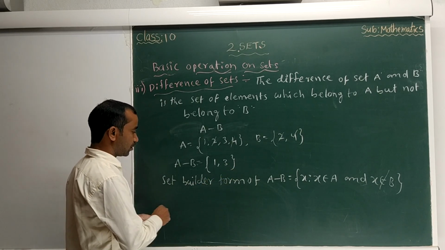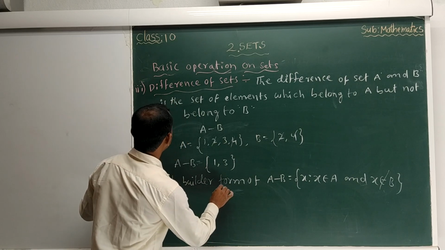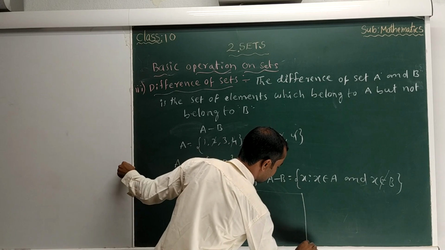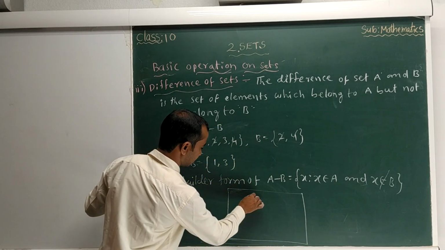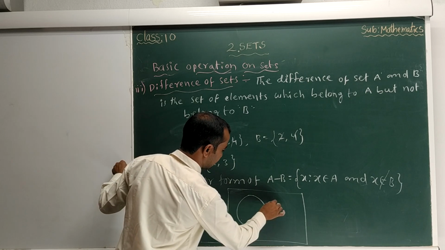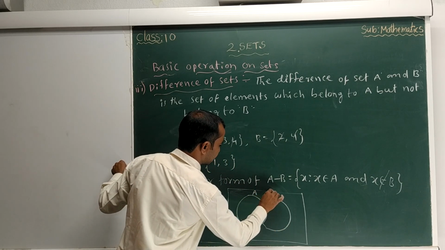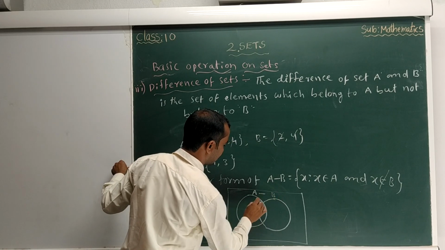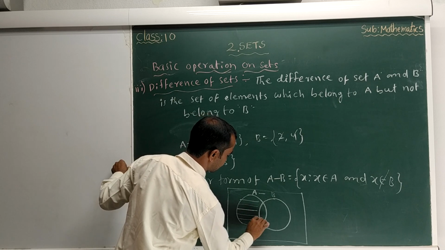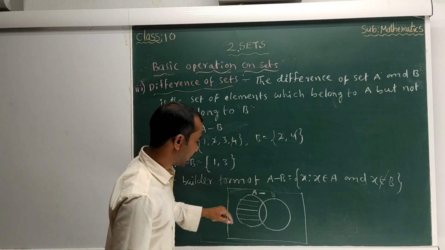Next, Venn diagrams of the difference of two sets. A is one of the sets and B is also one of the sets. The shaded portion is A minus B. This is the Venn diagram of A minus B.